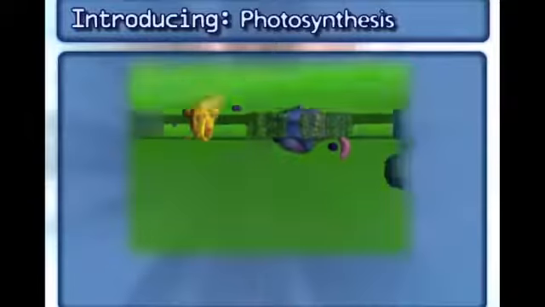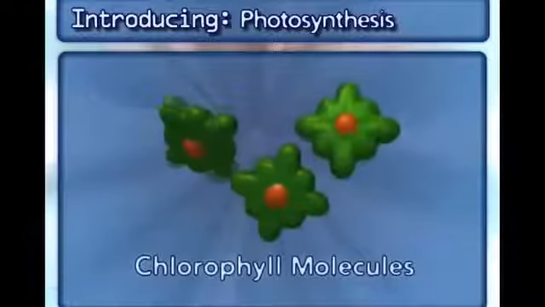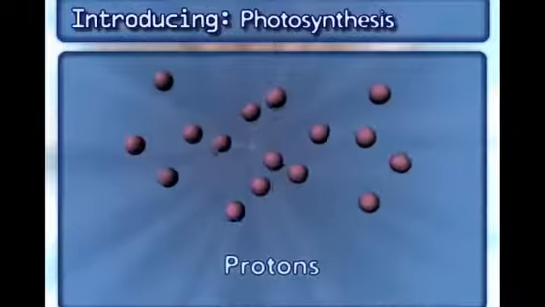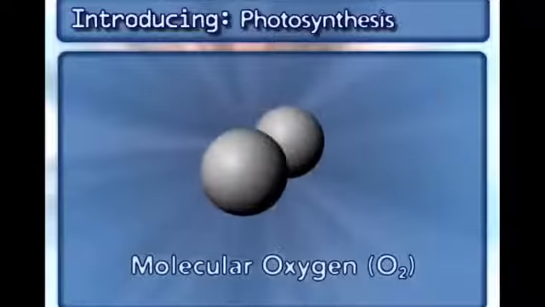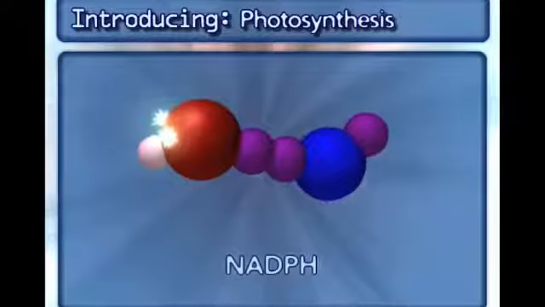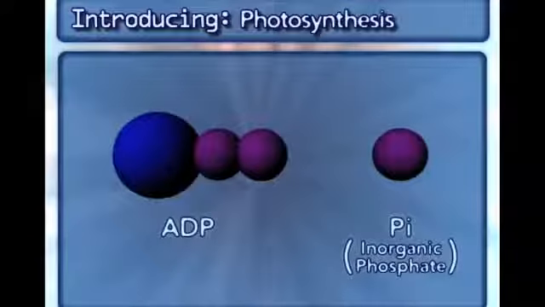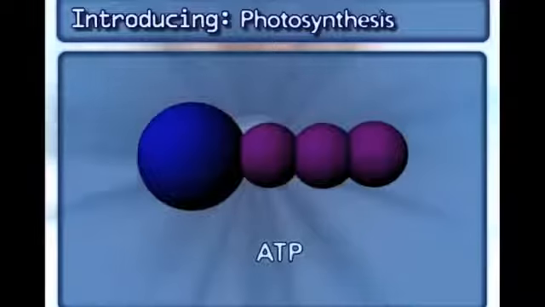Other key components include photons, chlorophyll molecules, protons, water, molecular oxygen, NADP and the electrons to form NADPH, and ADP and Pi, which combine to form ATP.